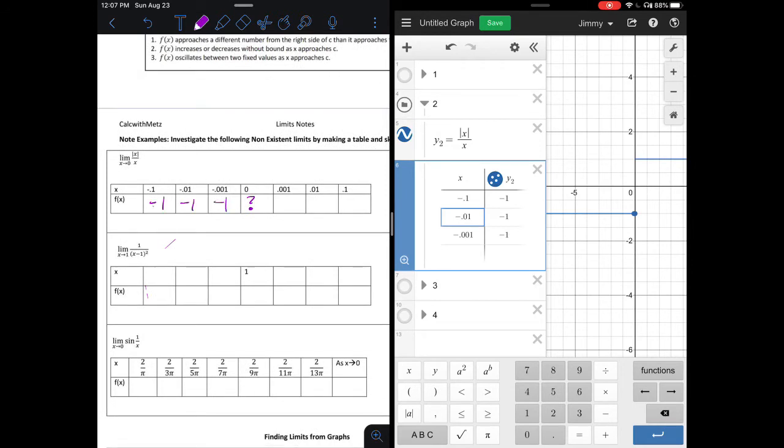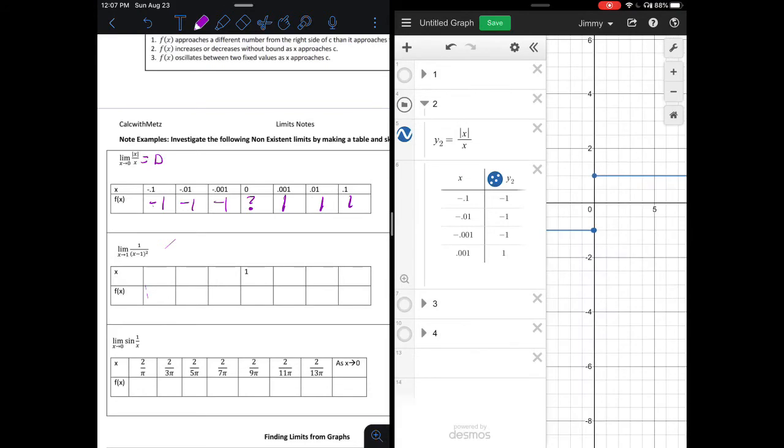All of these values equal -1, and all of the ones on the right-hand side equal +1. This limit here does not exist, because in order to exist, the left side and the right side would have to narrow in on the same number. They don't. They just jump. For this example, we're going to write a little bit more than just "does not exist." We're going to identify the kind of discontinuity. It's a jump discontinuity.